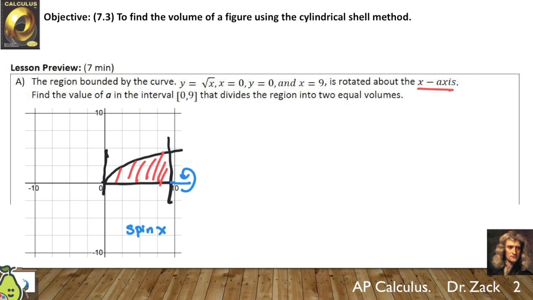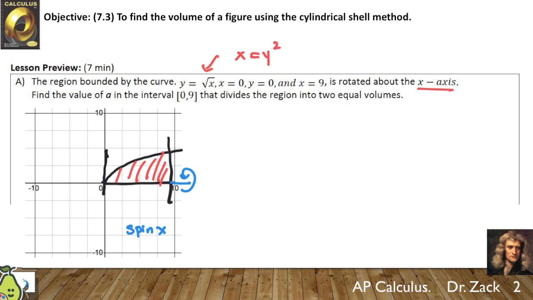Now look at your equation. The equation is y equals square root of x. You could change that to x equals y squared. So it doesn't matter for this one which way you choose to do the problem. So let's look at the problem itself.